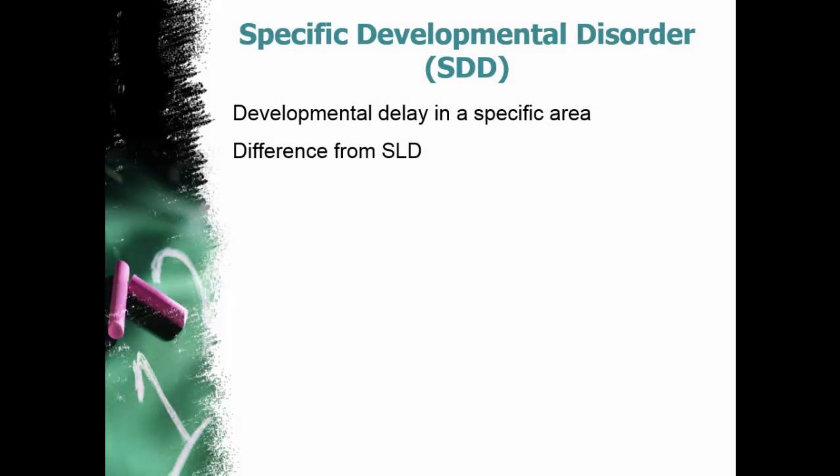The biggest confusion between categories for special education is between SLD and SDD, or specific developmental disorder. The definitions are pretty much the same, but the difference is the age range. SDD is primarily diagnosed in children between the ages of 3 and 5 who are just beginning school in preschool and kindergarten, while SLD is often diagnosed in middle school or even in high school age children. That's honestly the best way to know the difference.